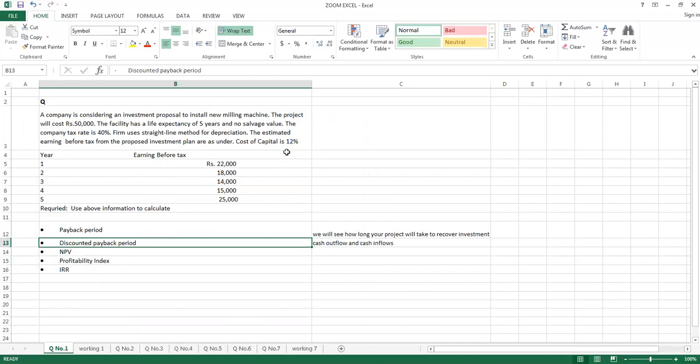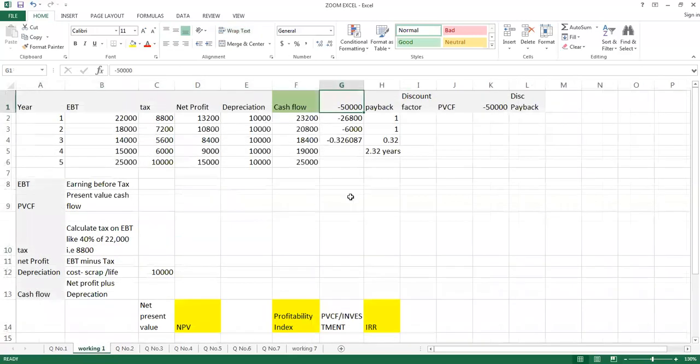the question. So right now, the cost of capital of this company is 12%. So this 12% will be taken and used in this question. So student, over here, we are taking the factor of this 12%.